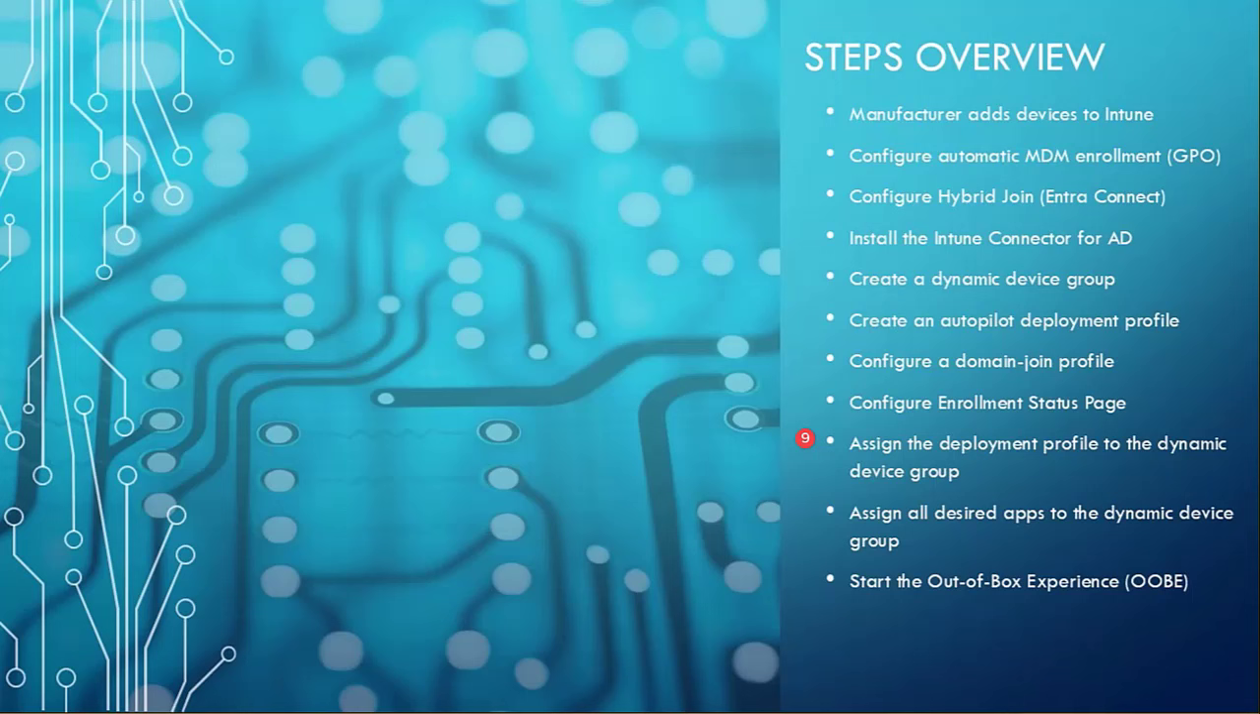The next step is to assign the deployment profile that we created to the dynamic device group that we created earlier. It's important to note that at this point, nothing's actually going to happen until we boot up the computers that were assigned in Intune as Autopilot devices from the manufacturer. Nothing's going to happen, but you don't want to boot up the computers until all these steps have been accomplished. The actual out-of-the-box experience, OOBE, is a trigger for all the stuff that we're doing up to this point.